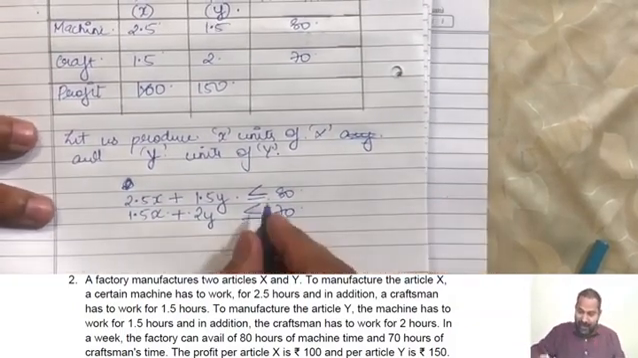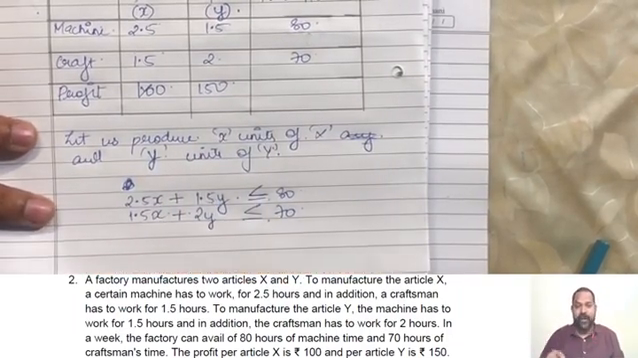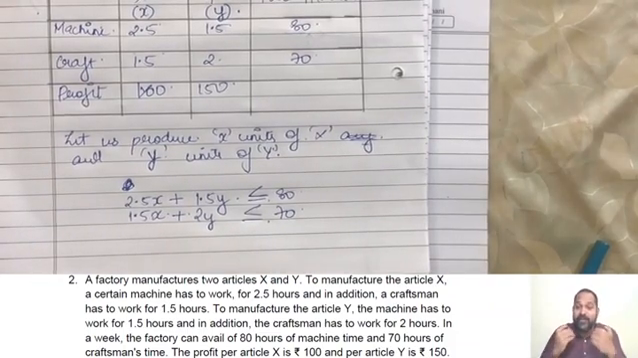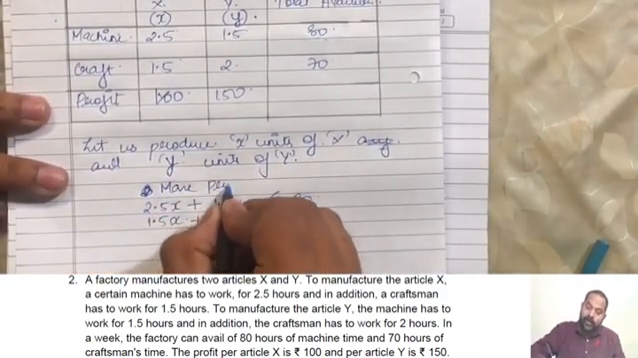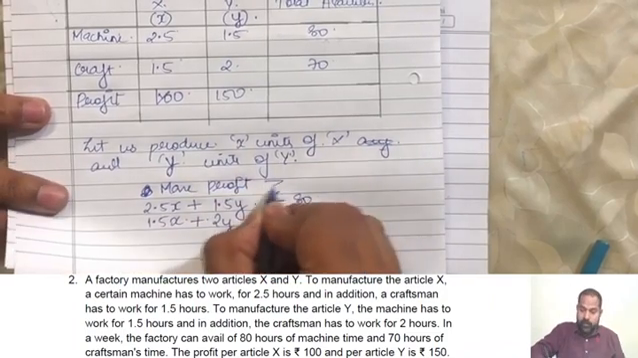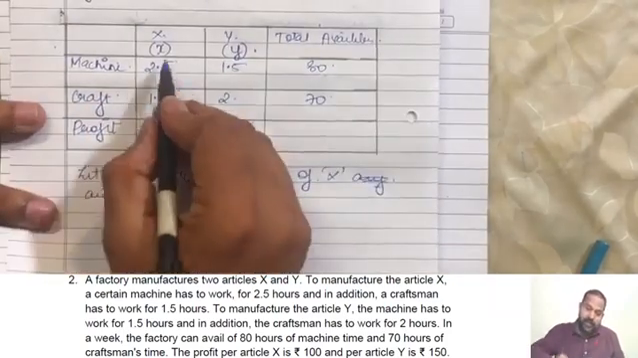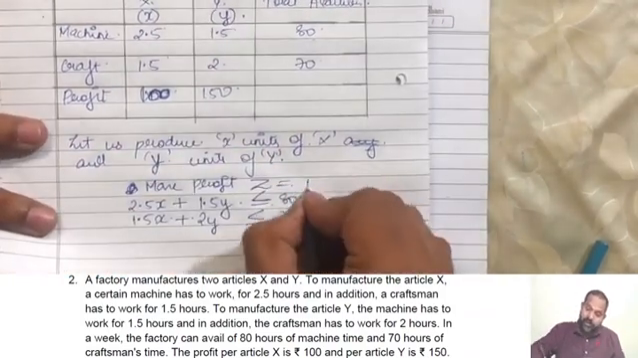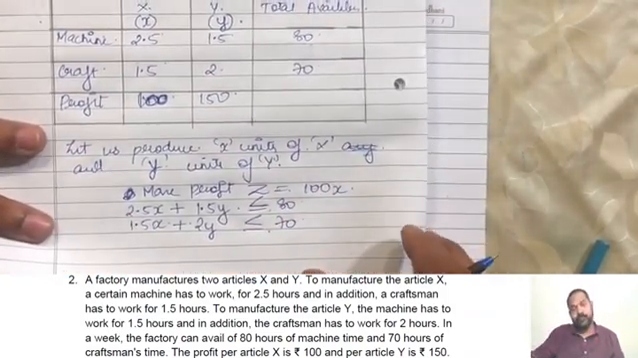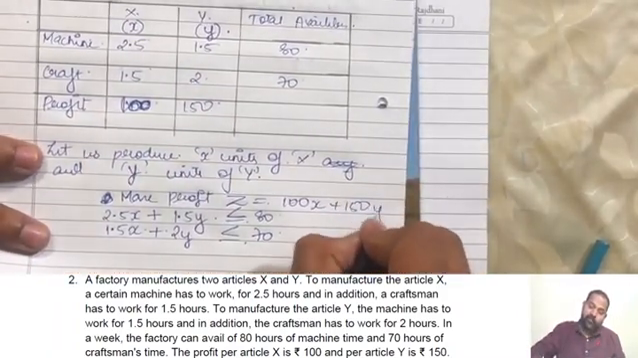Okay. Less than 80 and less than 70, so don't produce? Make 0X and 0Y? That I can't do. X and Y are giving me profits. So what I have to do is maximize the profit. I'll call that profit Z. The profit Z is: one article of X gives me 100 rupees, so X articles will give me 100X. One article of Y gives me 150 rupees, so Y articles will give me 150Y.